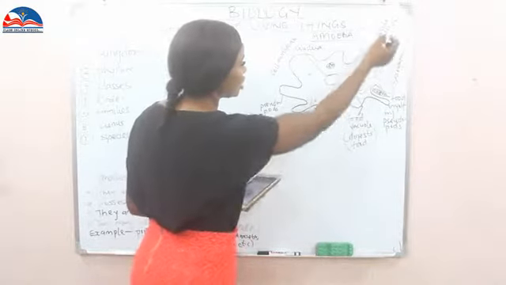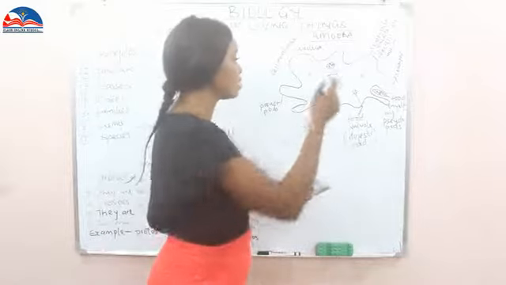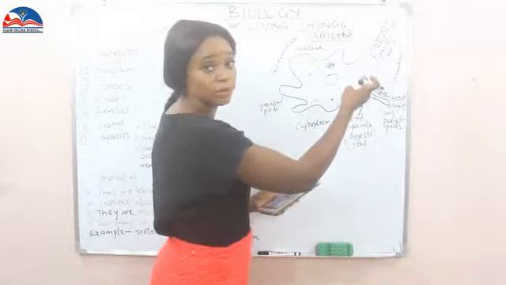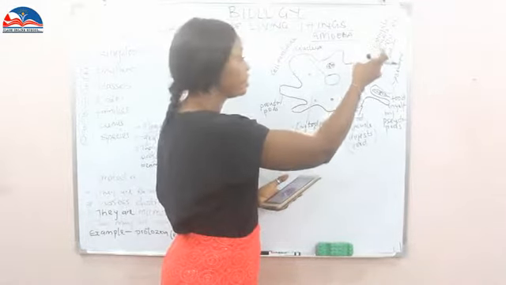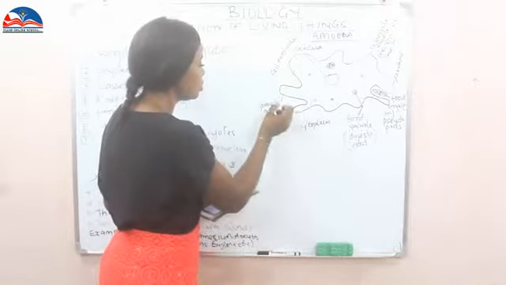The contractile vacuole, it removes waste from the cell. So it's like a waste disposal agent. It removes waste from the cell here. We talk about the pseudopods.